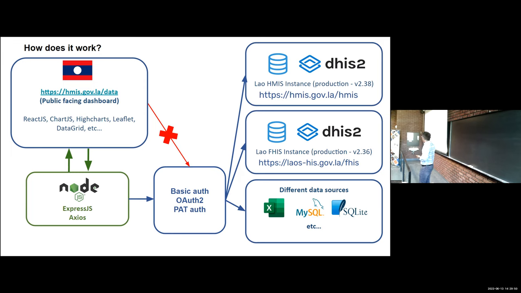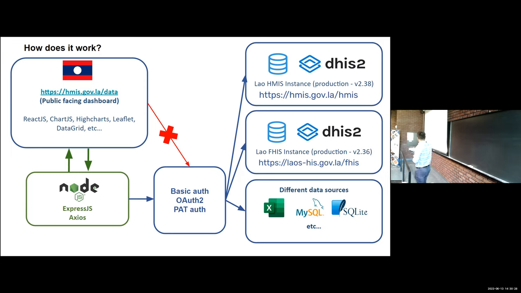Like Chart.js, Highcharts, Leaflet, and a data grid. And then about the data, the front end gets the data from the back end. You can call it a middleware, and we're using Express.js. This is a back-end web application framework for Node.js. With the help of Express.js, we can easily create the environment for the back end and also create many custom APIs for the front end to use for requesting the data.